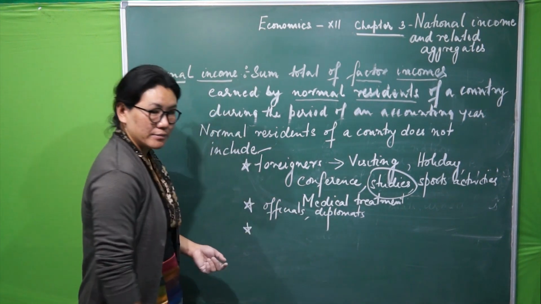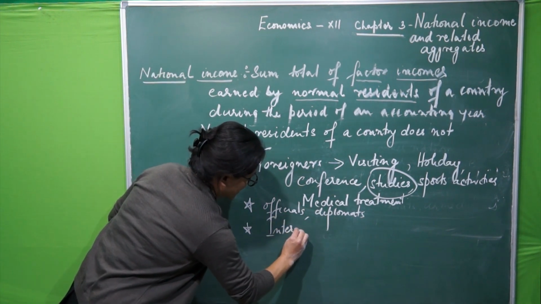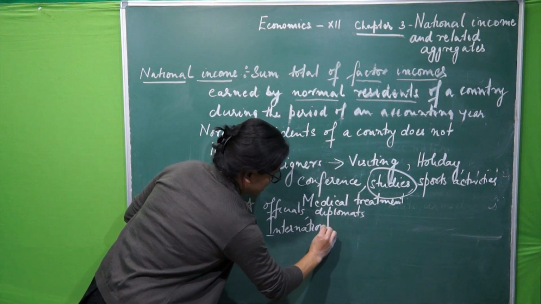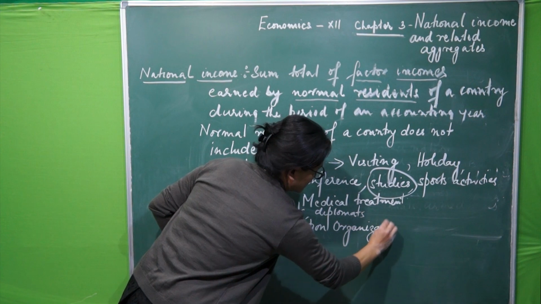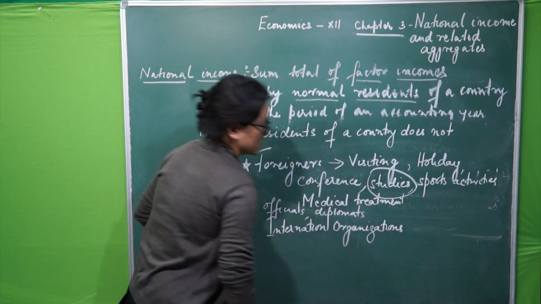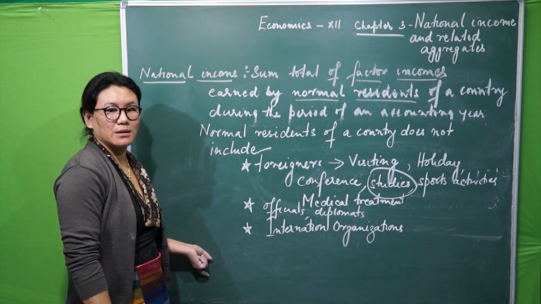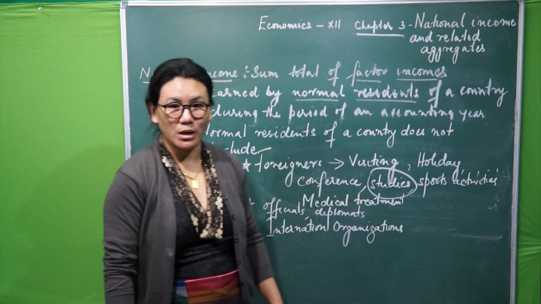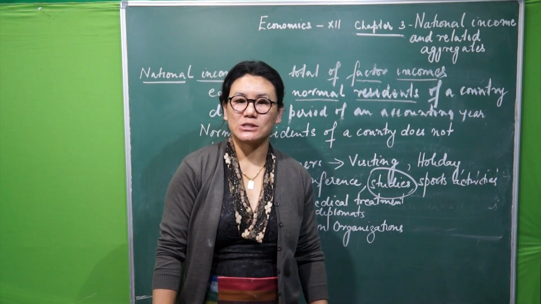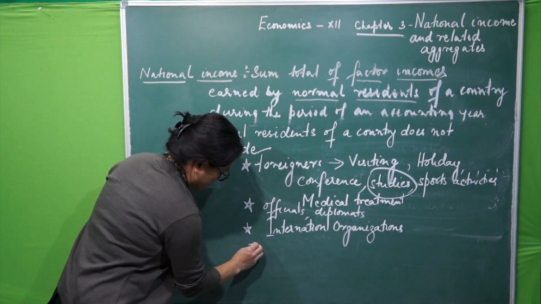Then, third one, international organizations. So international organizations located in India. So this international organization will become a non-resident of India, which I have said before with example.